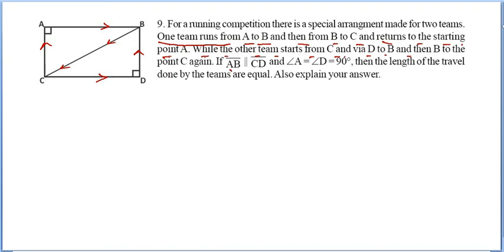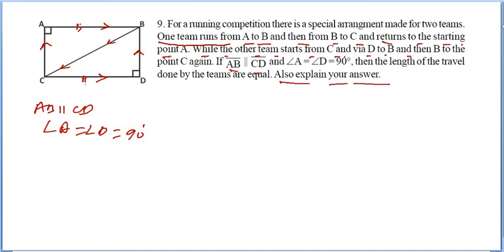Now if AB is parallel to CD, this side is parallel to this side, and angle A is equal to angle D is equal to 90 degrees, then show that the lengths of the travel done by the two teams are equal. Also explain your answer.